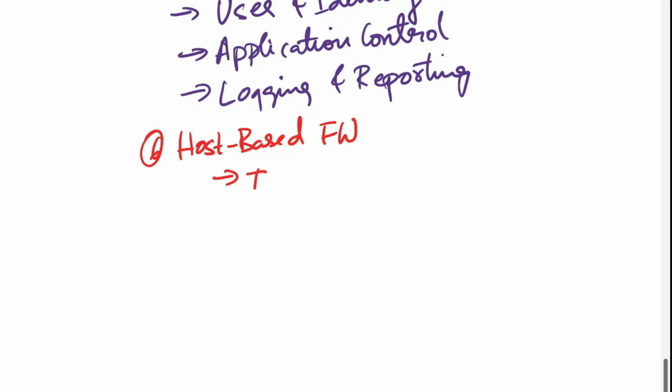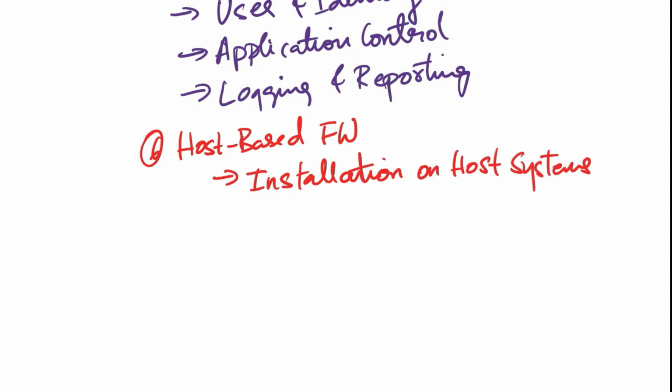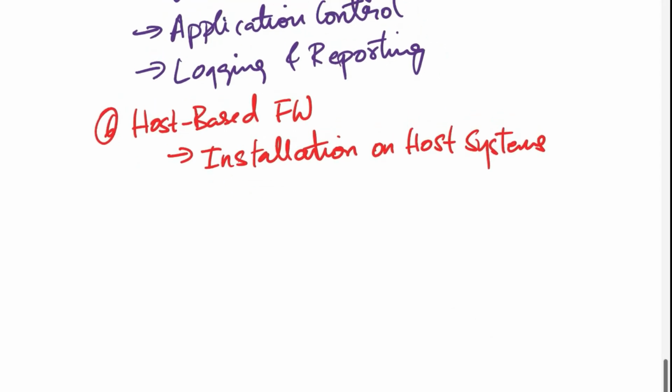Let's see the characteristics. First is installation on host systems. Host based firewalls are installed directly on individual computers or devices, such as servers, workstations, laptops, or mobile devices. Each host runs its firewall independently.